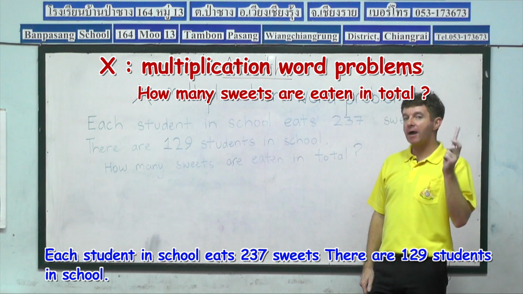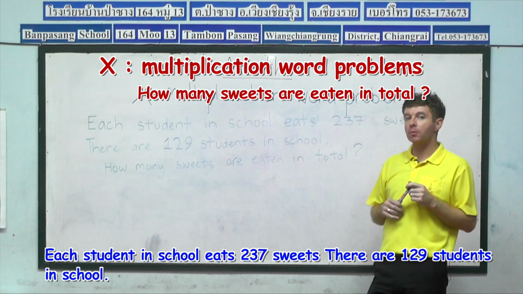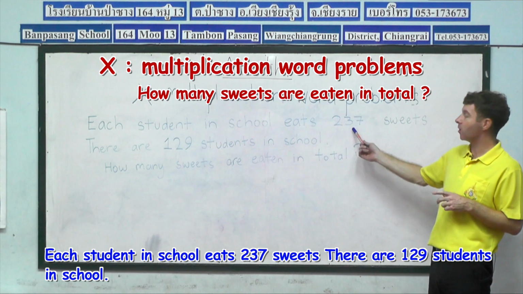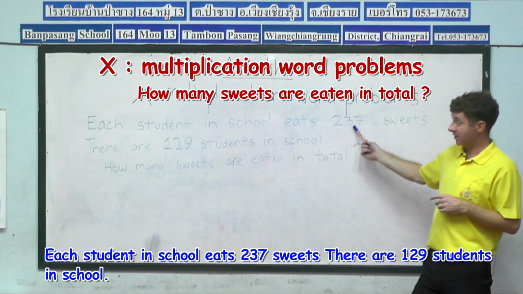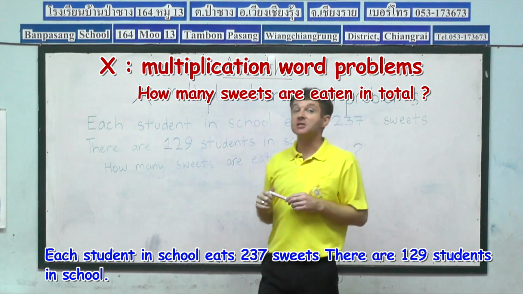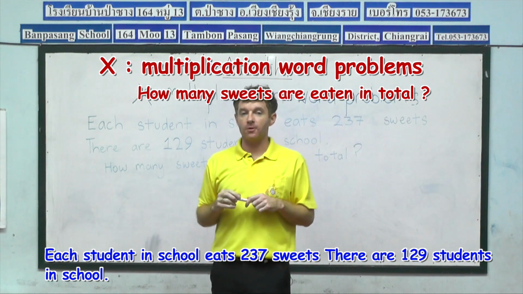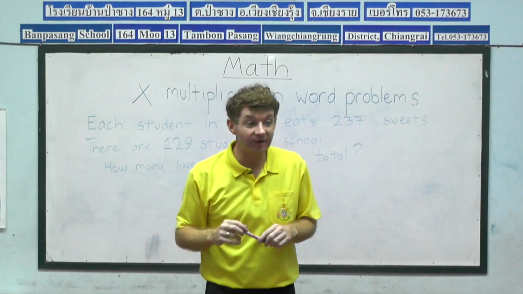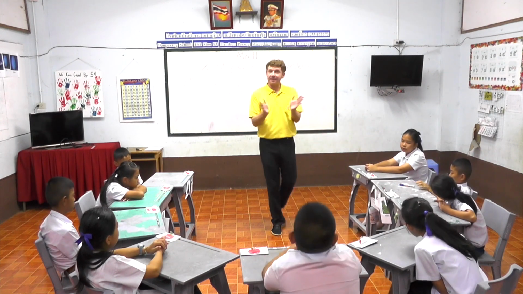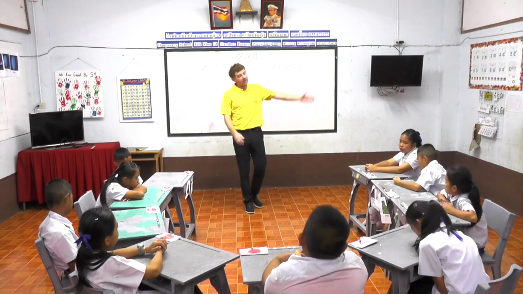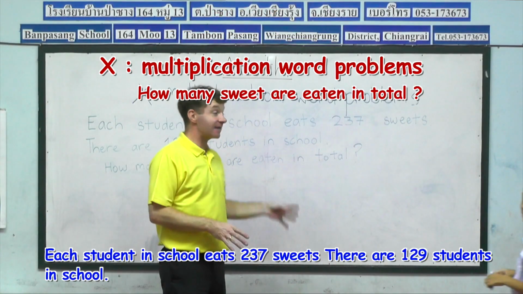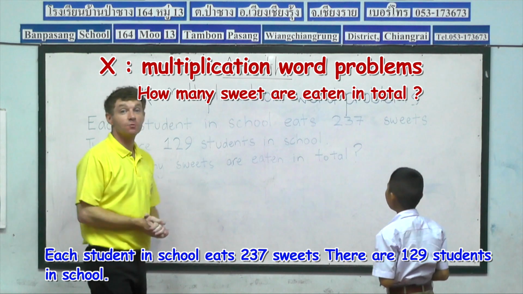Okay, now that we've read our multiplication word problem, what numbers do we need to use, guys? How many sweets are eaten? And how many students? So we know our multiplication calculation we need to do. And now I would like to invite a student to come forward and answer it for me. And now it's Bangpon's turn. So Bangpon, come and join me at the front of class. So now Bangpon will demonstrate how to answer this multiplication word problem.